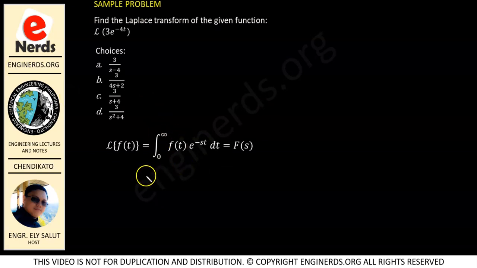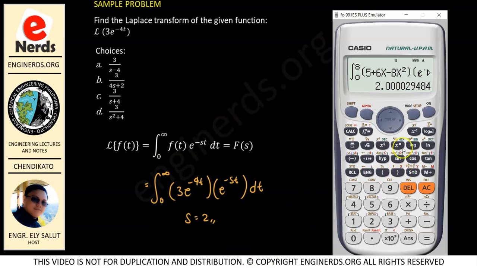Now, we're going to use our calculator. Okay? So, we're going to take the Laplace transform of 3e to the negative 4t. So, this will be equal to the integral from 0 to infinity of 3e to the negative 4t times e to the negative st dt. Okay? So again, I will assume s to be equal to 2 para maging madali. Okay? So let us use our calculator.